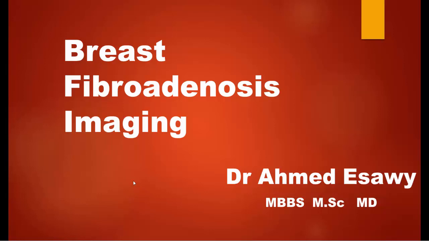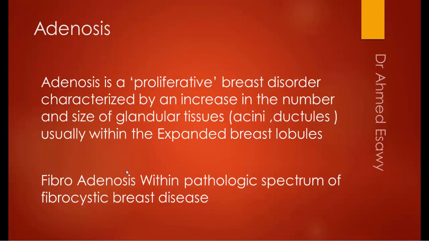Breast fibroadenosis imaging. Breast fibroadenosis is composed of two parts, fibrosis and adenosis. Adenosis, what does it mean? Adenosis is a proliferative breast disorder characterized by an increase in the number and size of glandular tissues, acini and ductules, usually within the expanded breast lobules.